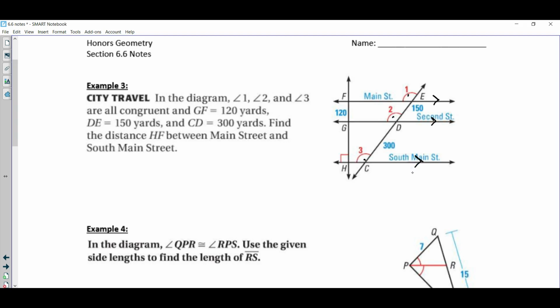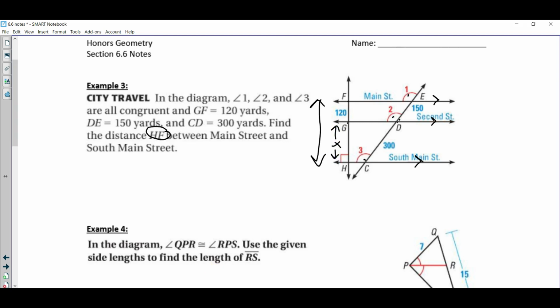They also told me that the length of GF, so that's from here to here, is 120. The length of DE is 150 as it's marked, and CD, which is marked here, is 300. What we need to find is the distance of HF. So that's this entire length here. Now we know FG is part of that, and that's 120. So really the only part I need to find is this value of X here.